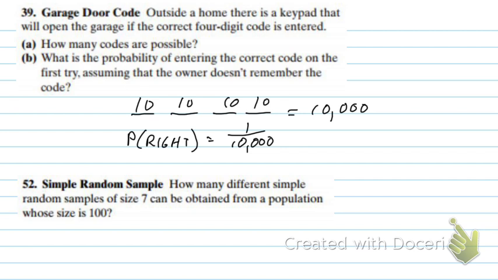Here's an interesting one. How many SRSs of size 7 can you get from a population of 100? We started class this semester off saying we're going to sample. We're going to get simple random samples. How many of size 7 could I get from a tiny population of 100? In a sample, does the order matter? No. So it's combination. So I've got 100 things taken 7 at a time. What does that give me?